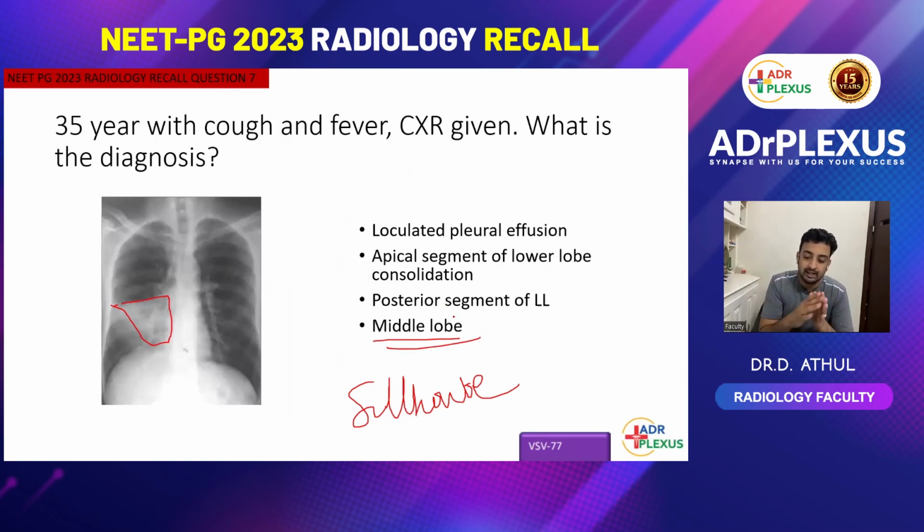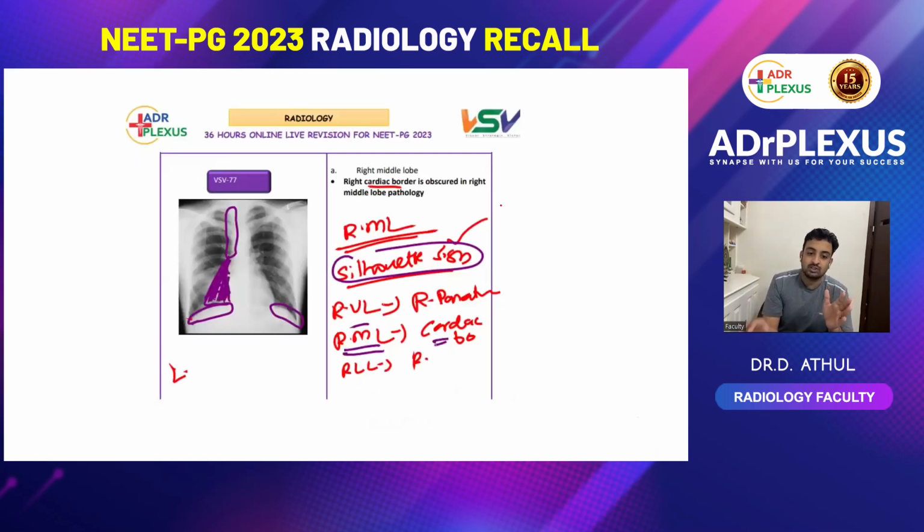So this was again a straightforward question. These things we had already discussed in our revision topics about the Silhouette sign, and we should remember that if the cardiac border is obscured, then that pathology is right middle lobe consolidation. That is what the Silhouette sign says. As well, if the diaphragmatic borders are obscured, then it can be a right lower lobe consolidation, or if the left diaphragmatic border is obscured, then it can be left lower lobe consolidation. So that is the importance of the Silhouette sign.